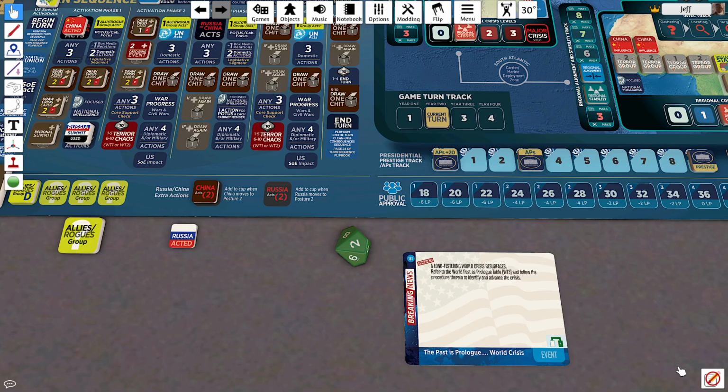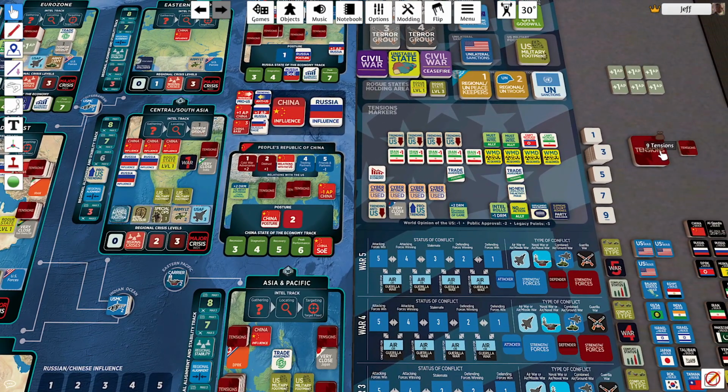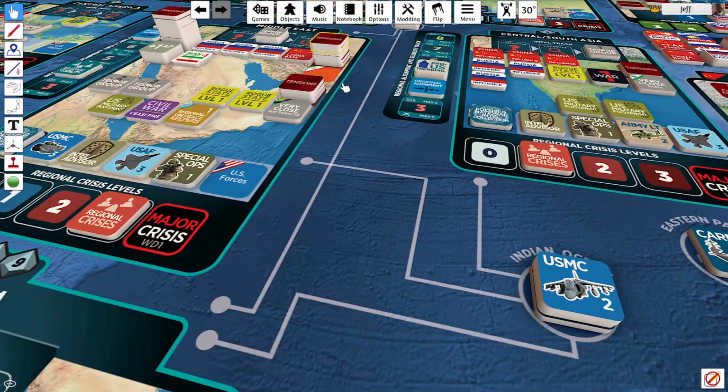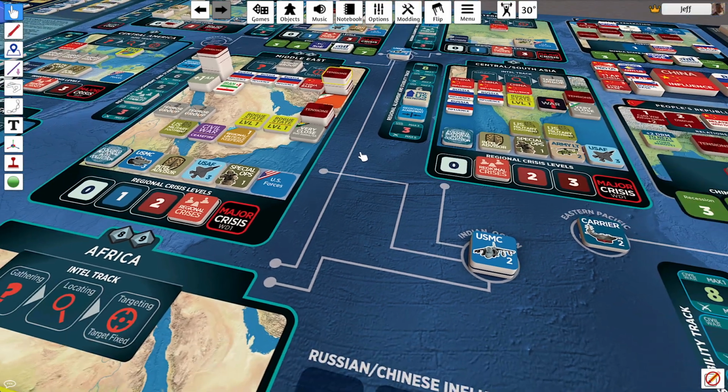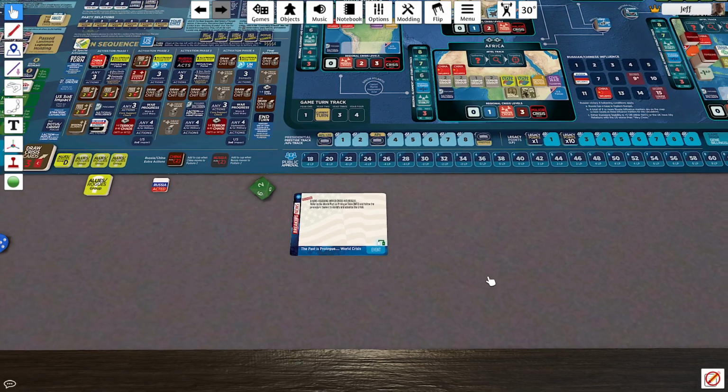Unrest in Iran. If there's a sanction counter or 3 tension counters on Iran and Iran is not at war, massive street protests break out over government policies and lack of sufficient food and goods. +1 Middle East regional crisis. +2 tension on Iran. One, 2. I know for a fact they had at least 3. Yeah. How many more are in here? 8 more. We're using them all up, folks.